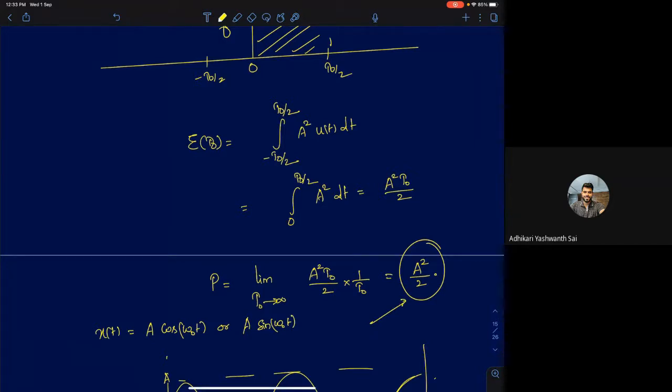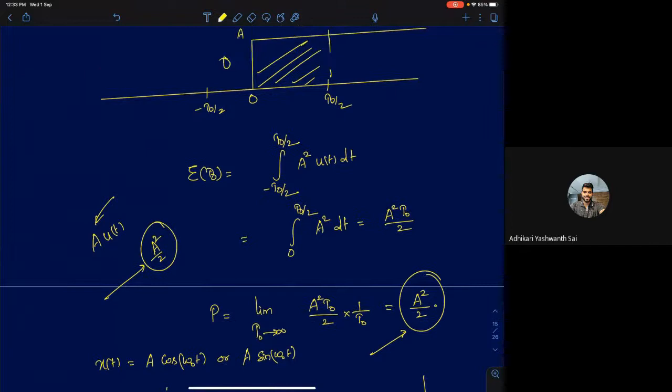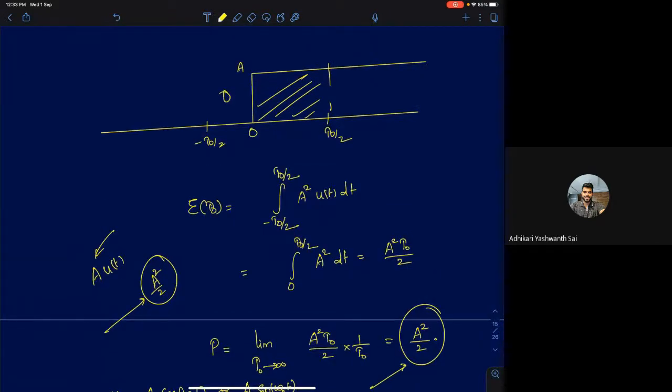Step function of an amplitude A. So the signal is A into u of t. Energy is infinity. If you compute its energy, it's going to be infinity. But power will be equal to A square by 2. It's finite. It's only half of it, right? Because the signal, if you compare it with the DC signal, it exists for all time. But this step function exists only for positive values of t, which is half of the time of existence compared to a DC signal. Therefore, its power will also be half.